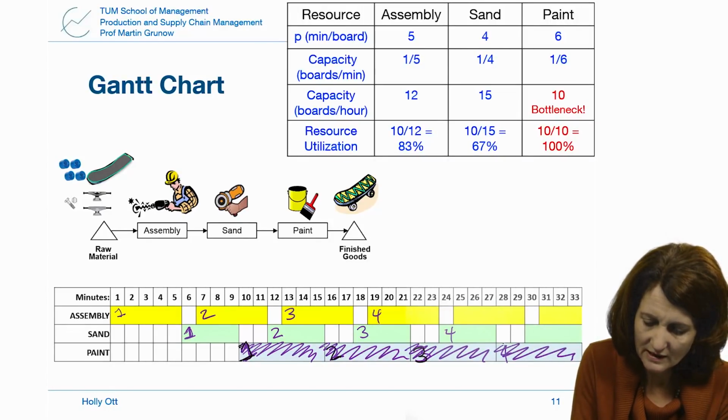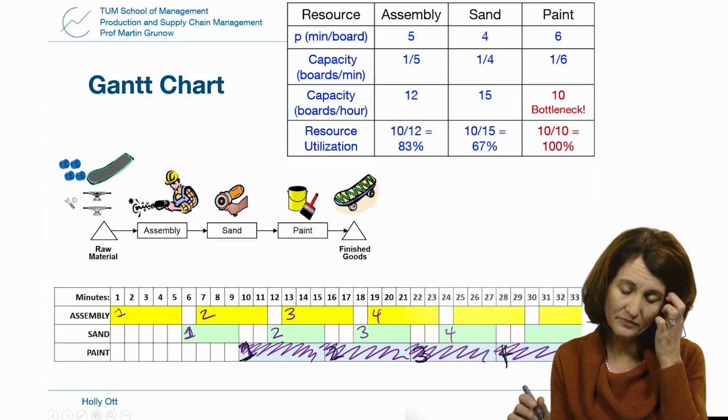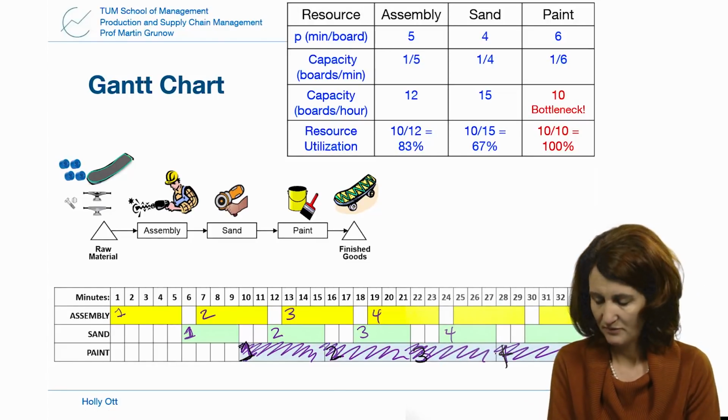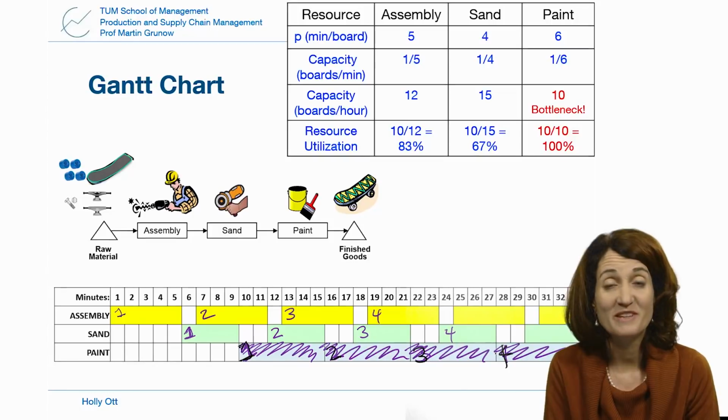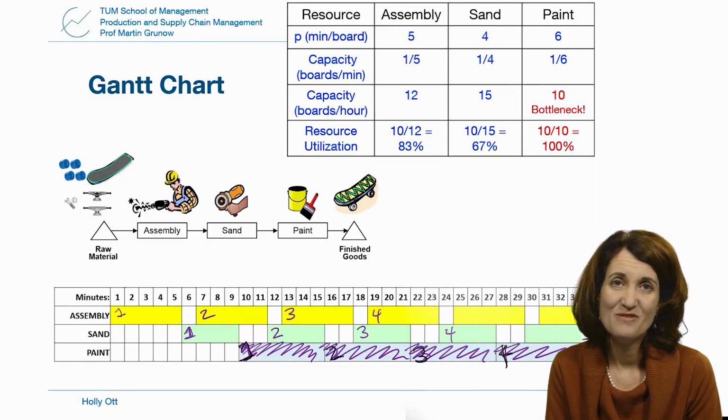So, I'd like you to try that yourself also, with some of the examples. And we'll be coming back to this later, so please follow that.